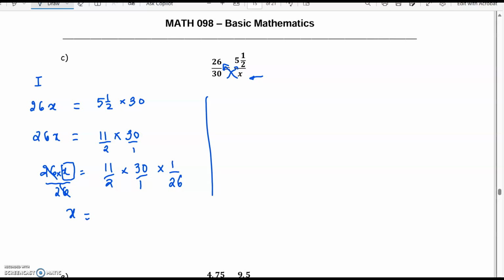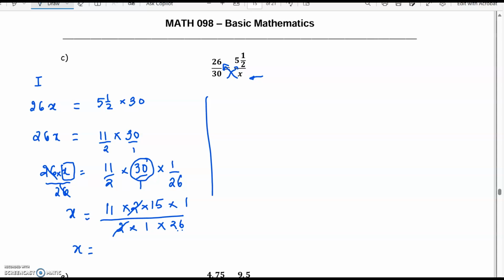Now we know something cancels. There's a 2 in here that cancels with the 2 in the denominator, and most likely nothing else. So we have 11 times 2 times 15, since 30 is 2 times 15, times 1, divided by 2 times 1 times 26. Just multiply all the denominators, multiply all the numerators. Nothing else cancels because 26 is 13 times 2, and 13 is not a factor, and 2 is not a factor of anything in the numerator.